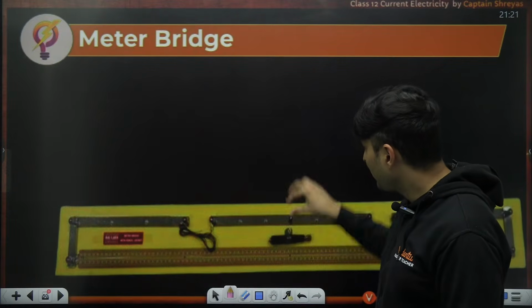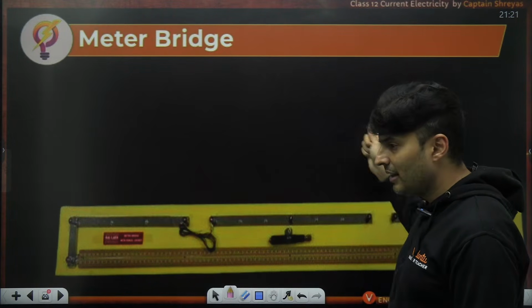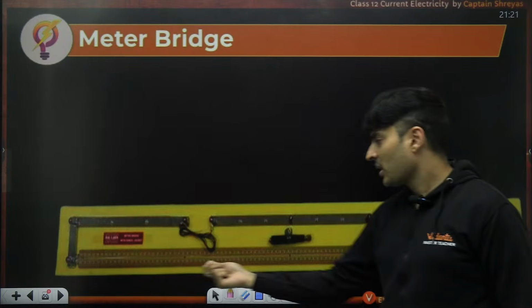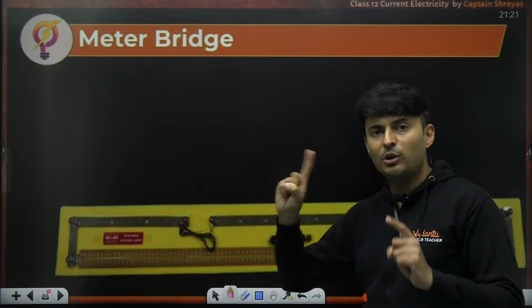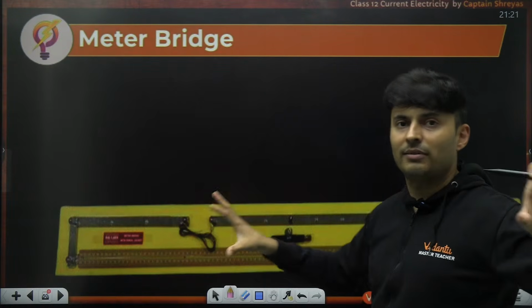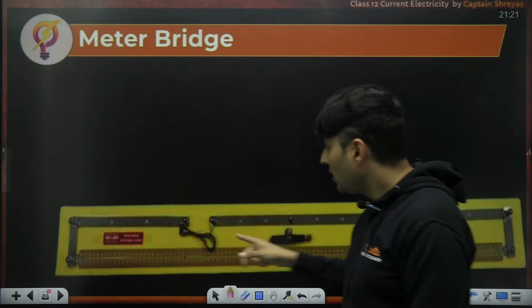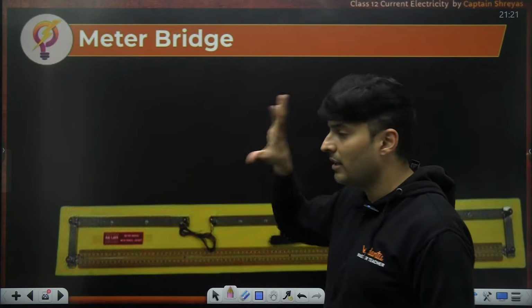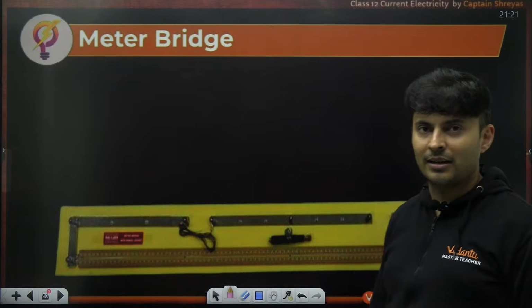You take this point, connect it via the galvanometer, and the other end you touch on the scale at different points. Somewhere you will see the galvanometer will stop deflecting. The moment it shows zero deflection, also called null deflection, you measure that length, and from that length you can determine how much the unknown resistance is. That's the concept behind it.